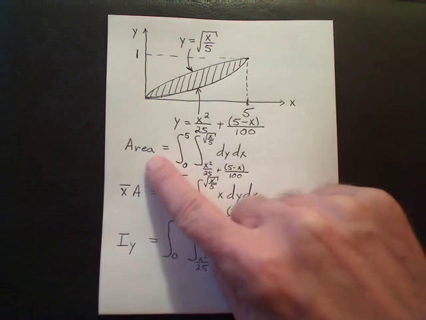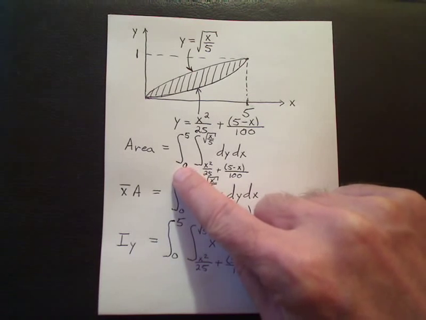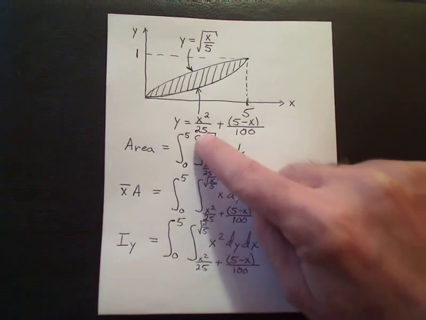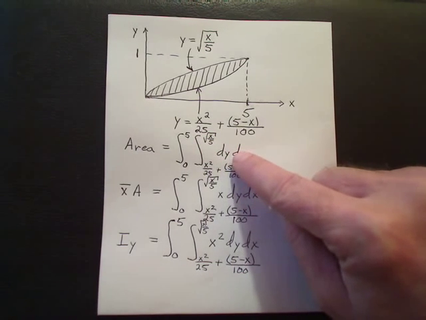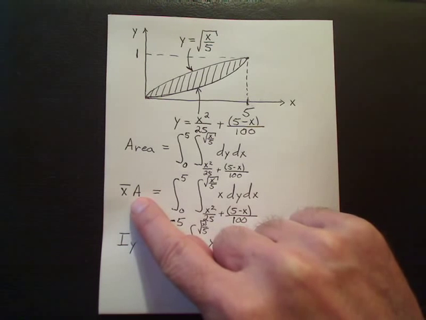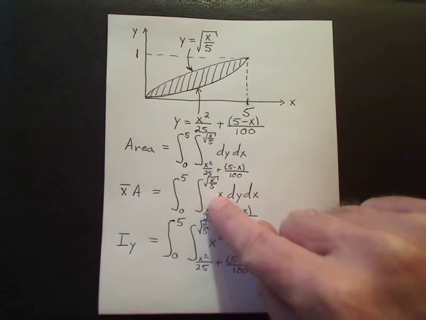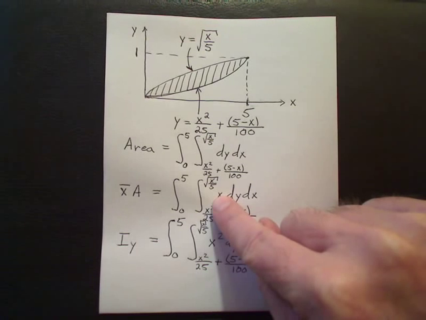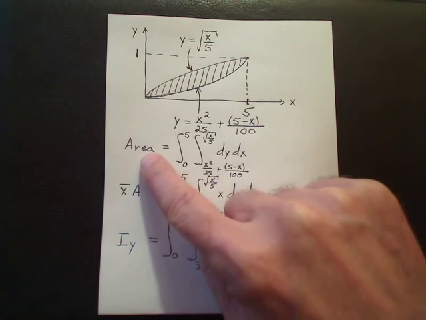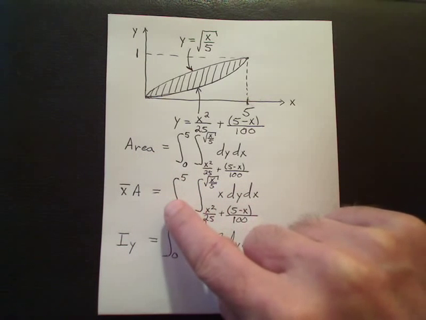To set this up, we would do a double integral. The x would go from 0 to 5, and the y would go from the bottom function to the top function, dy dx. To get the x centroid times the area, we just stick an x in the integral and integrate that one. Then to get the actual x centroid, we take this x bar A and divide by the area.